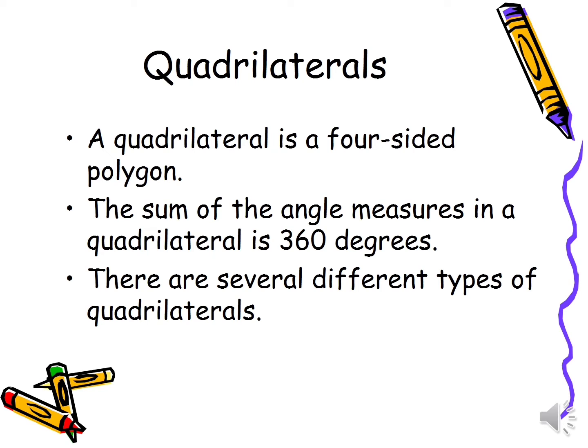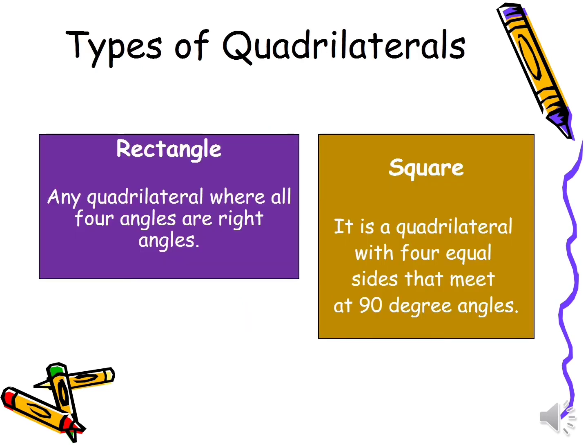Quadrilaterals. A quadrilateral is a 4-sided polygon with the sum of the interior angles of 360 degrees. And there are several types of quadrilateral. The first one is the rectangle. Any quadrilateral where all 4 angles are right angles. In a rectangle, we can also say that there are 2 pairs of opposite sides which are congruent.